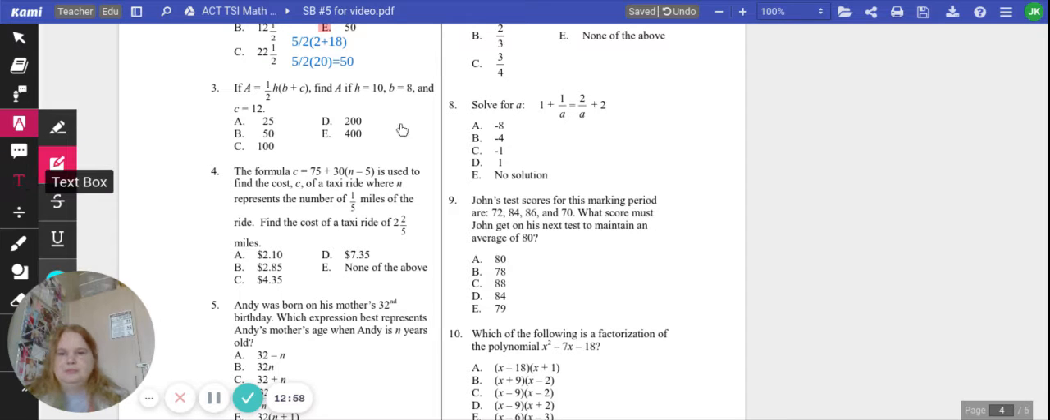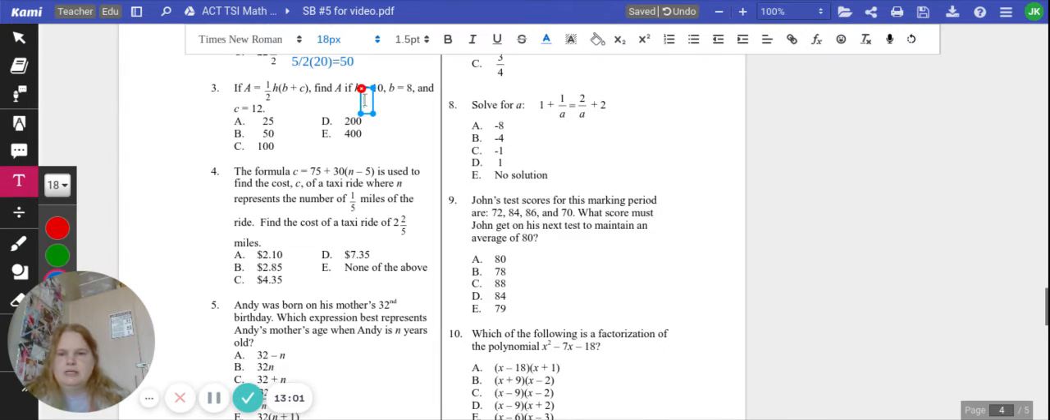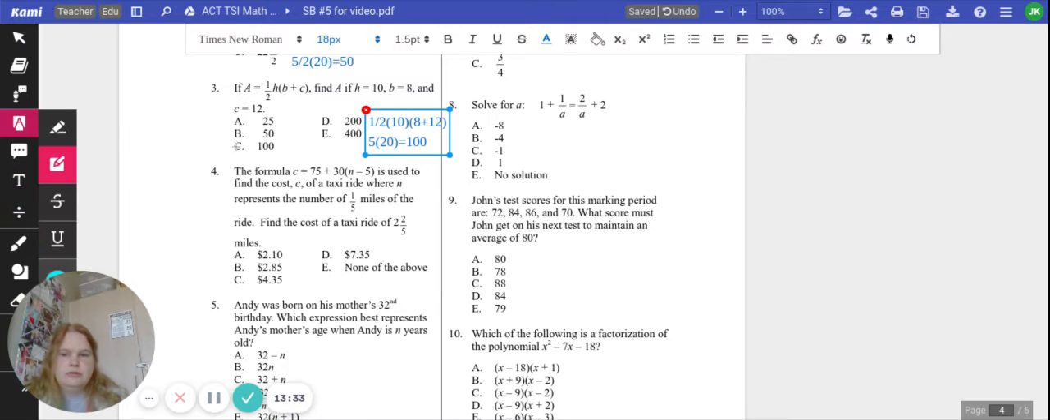Another formula. This one says a half times H. Let me move that down so we can see it a little better. H is 10, times, the formula says B plus C. B is 8 and C is 12. So the half times 10 is 5, and inside the parentheses, 8 plus 12 is 20. 5 times 20 is 100. So I get C is 100.